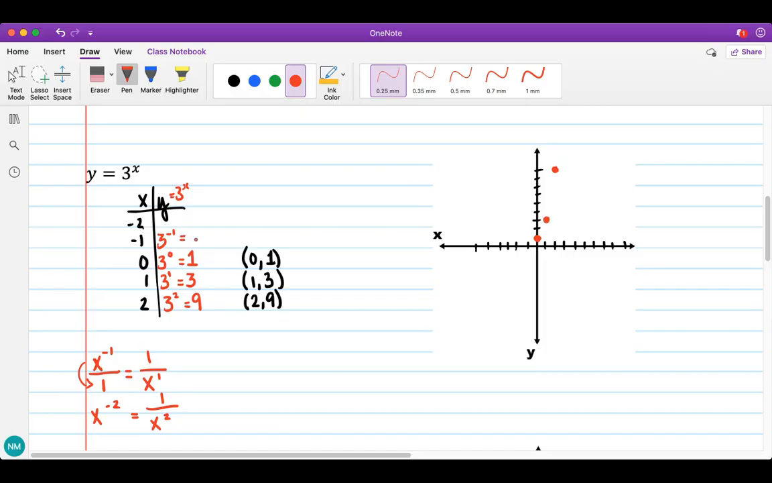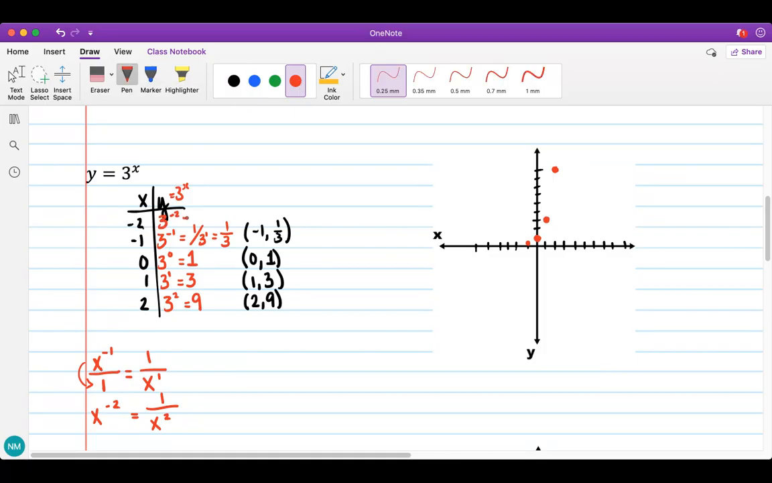So this is the same thing as saying 1 over 3 to the first, which is just the same thing as saying 1 over 3. So my point here is -1 and 1/3. You're not going to be able to see it that well, but let's just put it here, 1/3.